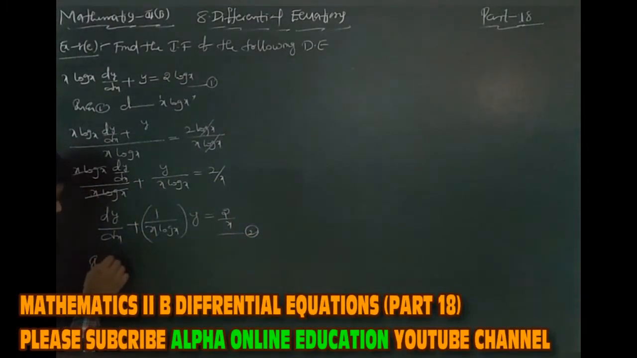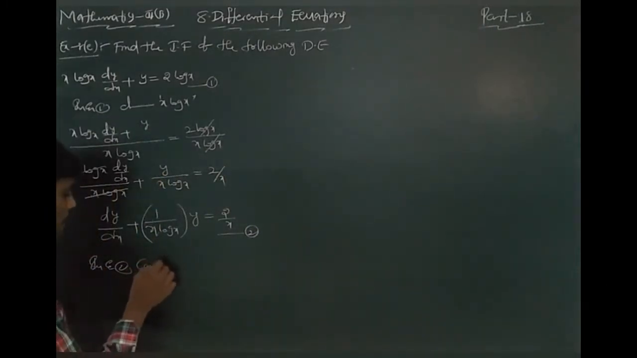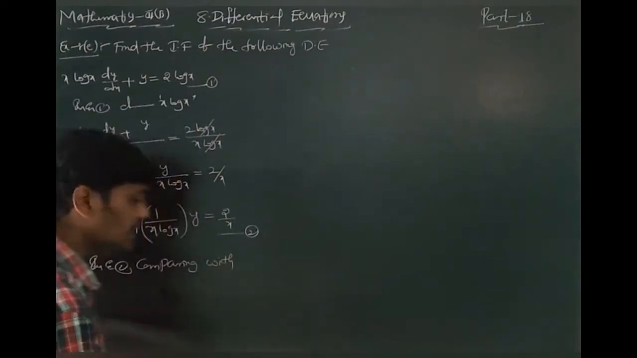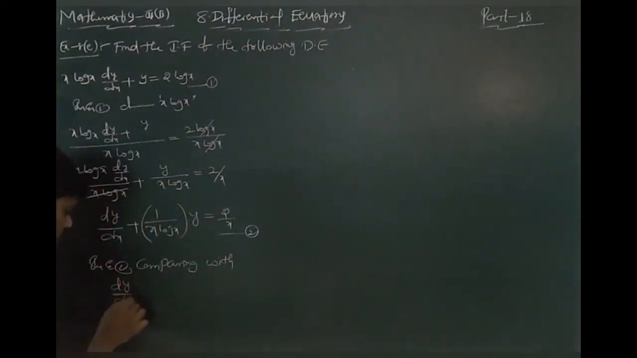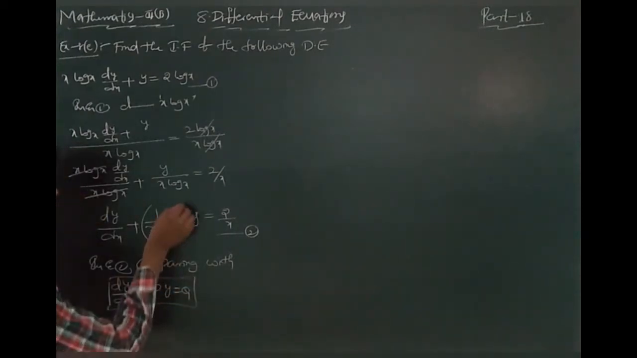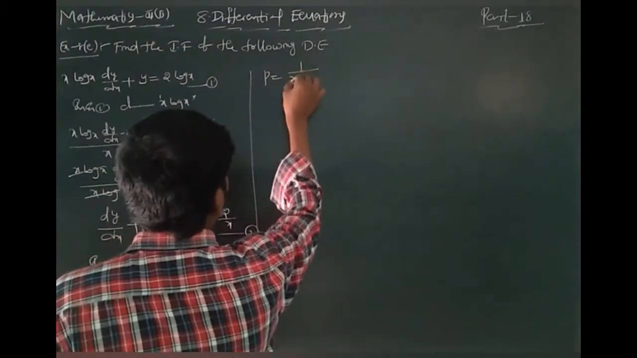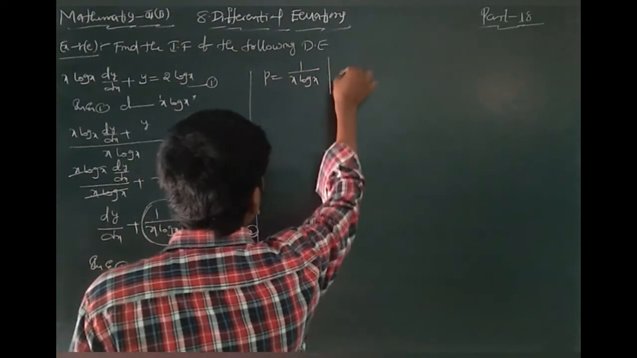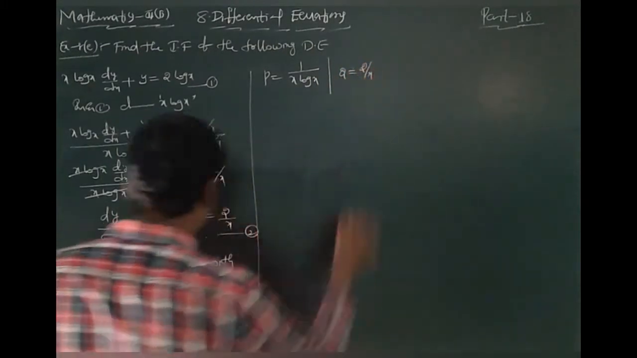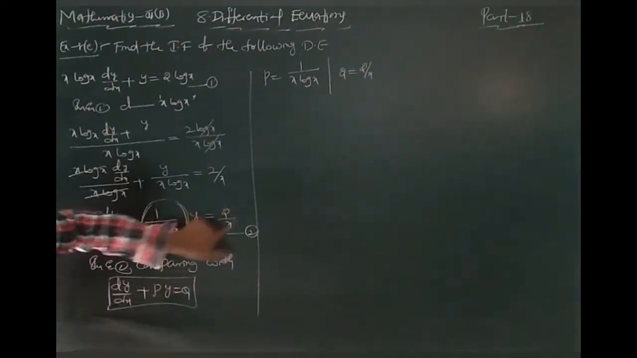In equation 2, comparing with the standard form of the linear differential equation, what is the standard form? dy by dx plus py is equal to q form. What is the value of p? Here the p value is 1 by x into log x. What is the value of q? The q value is 2 by x. Understood or not? Here dy by dx, py, y is there. This total value is p and this total value is q.